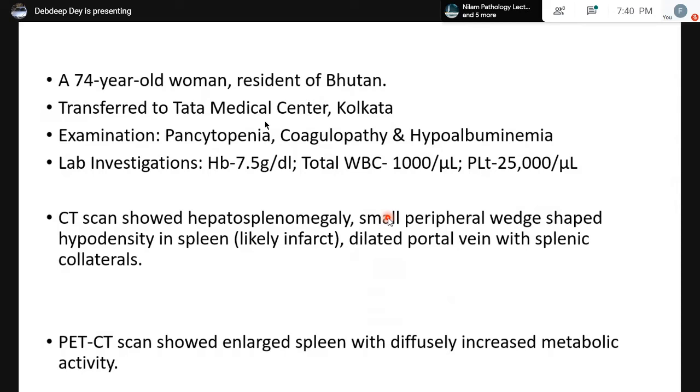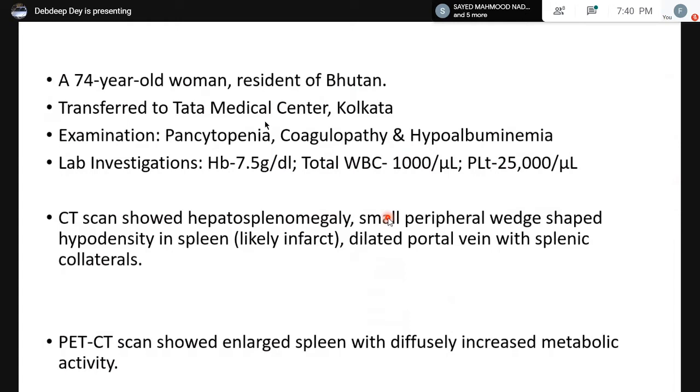I remember this case presenting to us with a clinical suspicion of cirrhosis of the liver or some sort of chronic liver disease. There is pancytopenia, and coagulopathy to an extent that liver biopsy was not possible. CT scan showed hepatosplenomegaly, splenic infarct, and a dilated portal vein with splenic collaterals, and PET CT scan showed a large spleen with diffusely increased metabolic activity.